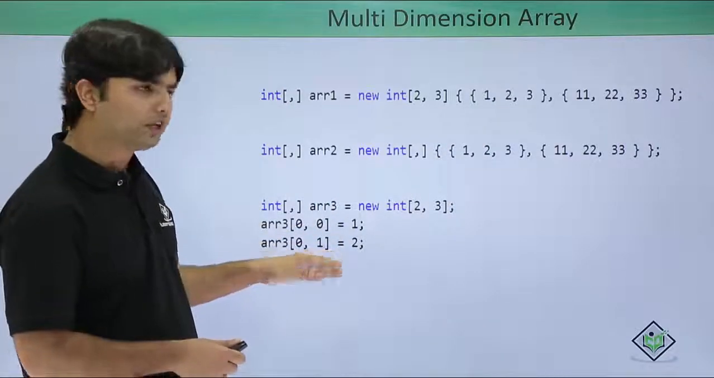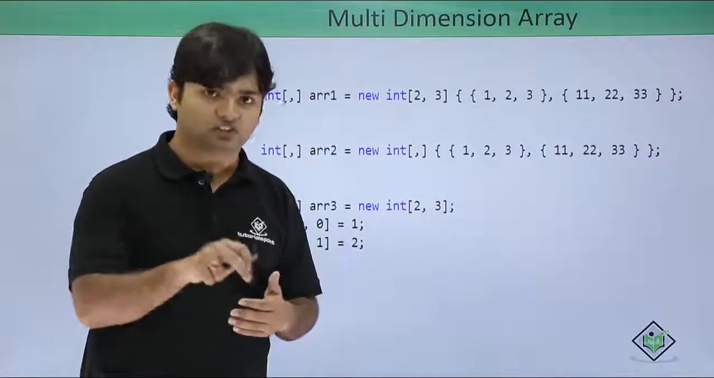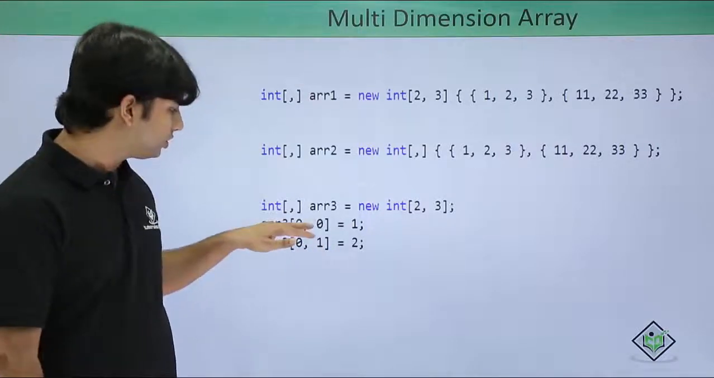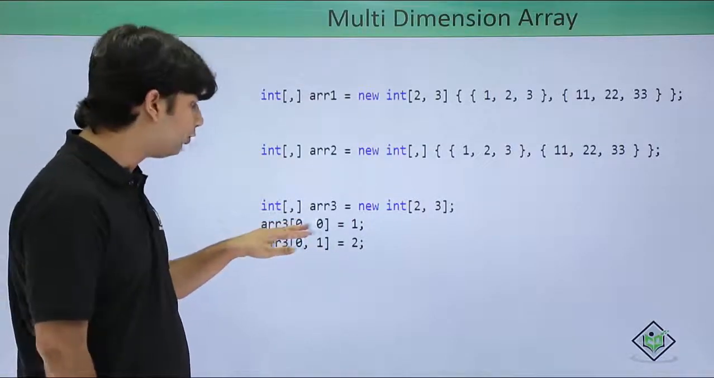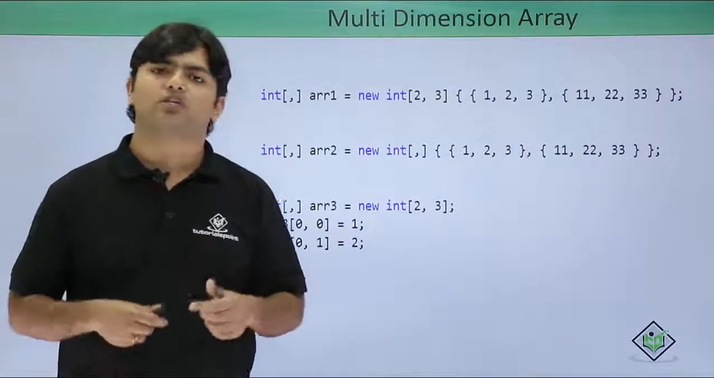And as you can see here, I have not initialized the elements. Every element will be initialized with 0 by default, and later I can change the value by passing the index of row and column. So this is how you can define the multi-dimensional array.